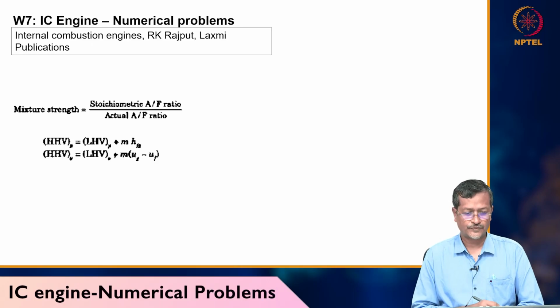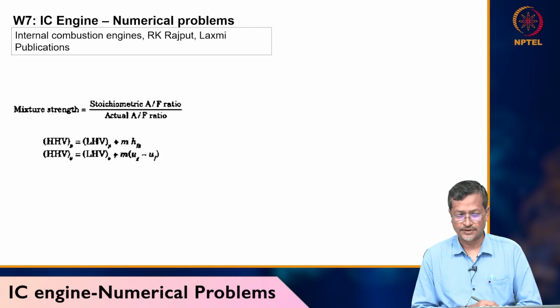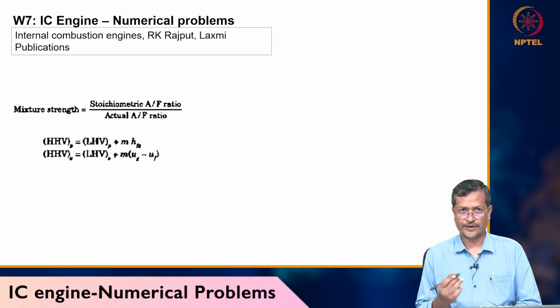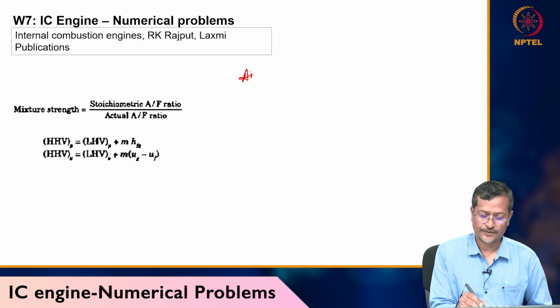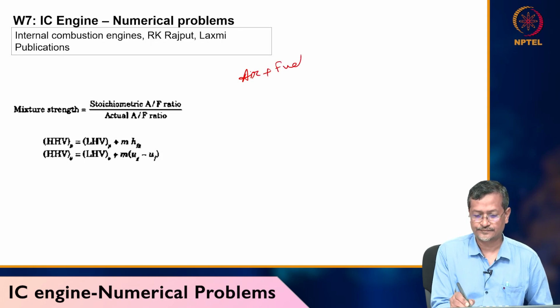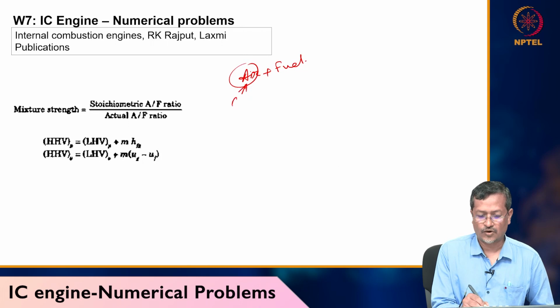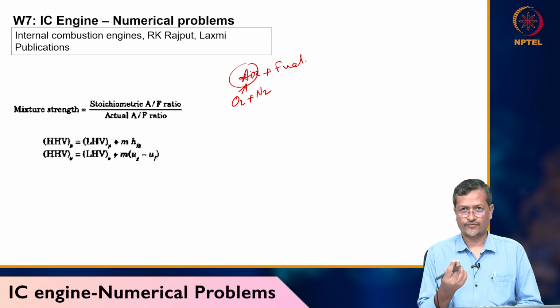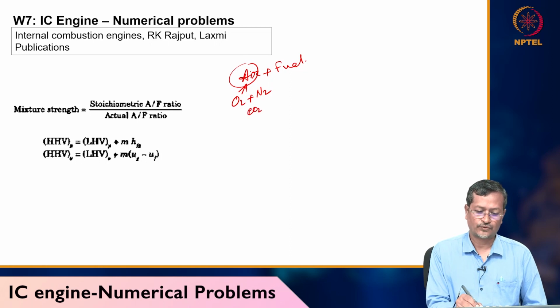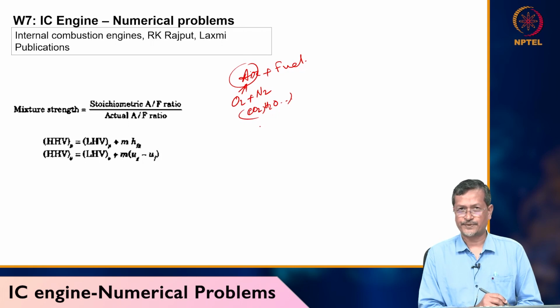Good morning everybody. Today's lecture is on numerical problems related to IC engine combustion. For IC engine combustion, you need air plus fuel. Air means oxygen plus nitrogen. If other components are there, for example a small amount of carbon dioxide or moisture, H2O, CO2, we are ignoring those. For our calculation purposes, we will assume that air contains only oxygen and nitrogen.